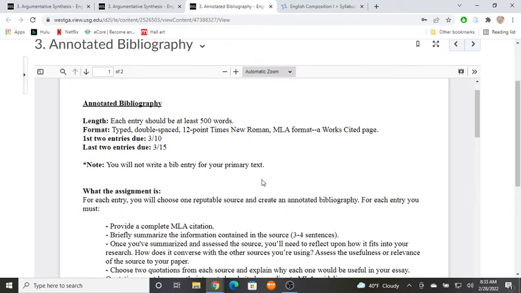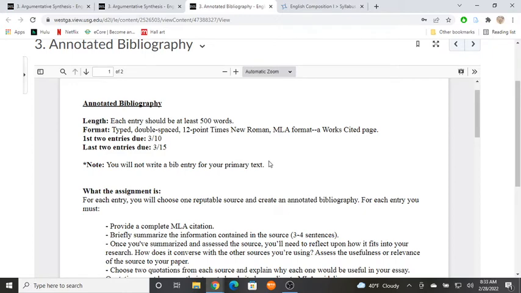A note, you will not write a bib entry for your primary text. So I'll go ahead and explain what this means. In the example I'm going to give you, it's going to be about a football player who sent a tweet he ought not have, and people basically let him know that. What you're not going to do, because there's really just no point, is try to write an entire bib entry on that tweet in this case, right? It wouldn't work for how we're doing this.